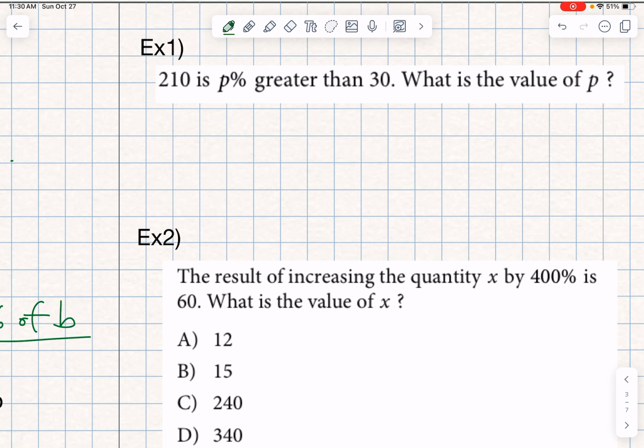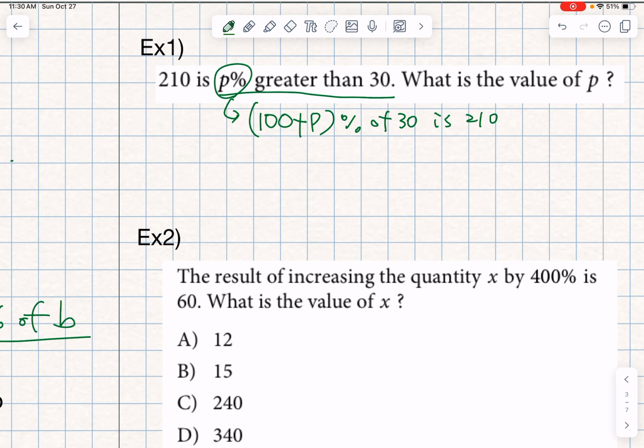Now, let's solve some problems from the actual SAT. 210 is p% greater than 30. What is the value of p? Now they're asking p% greater than 30. As I told you, p% greater than and p% more than are the same. So I can change this to 100 plus p% of 30 is 210. That's how you change it.